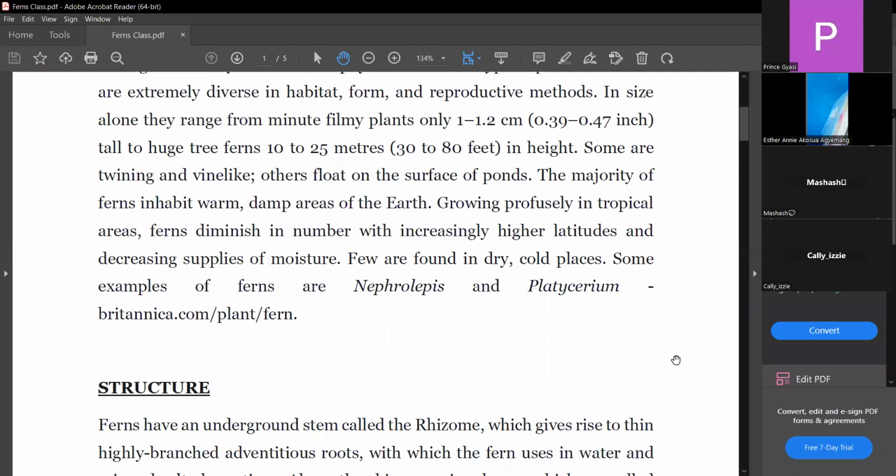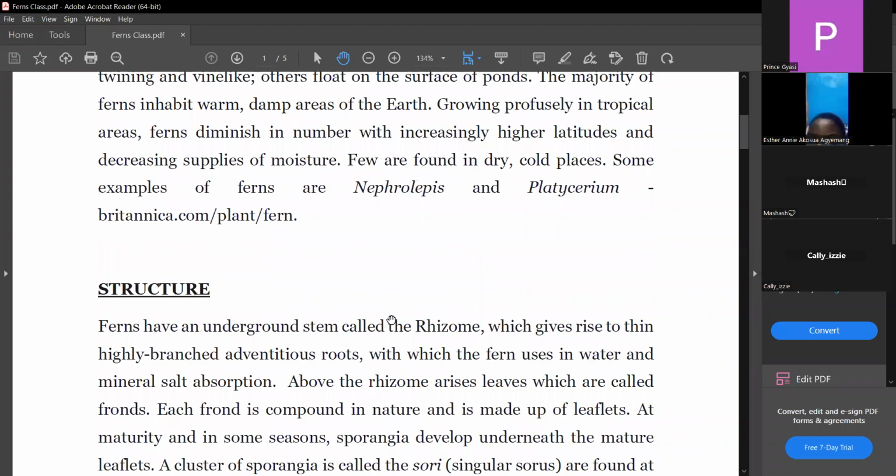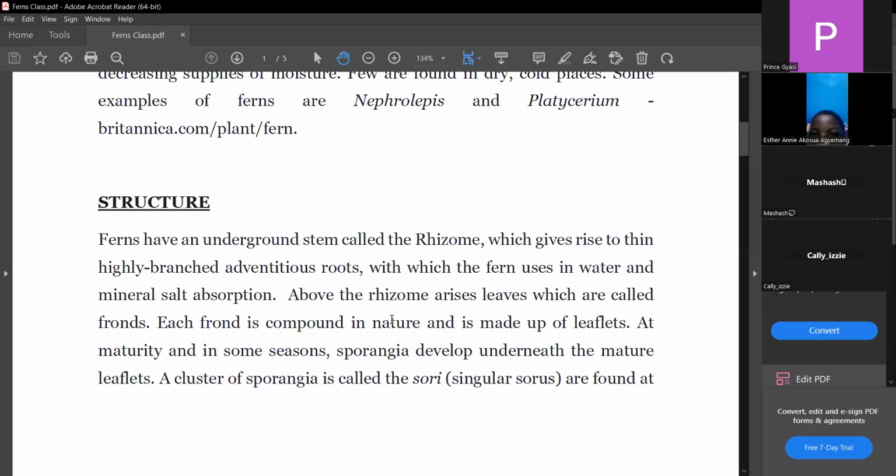Yes, please. Okay, so moving on. The ferns have another term known as the rhizome, which has some thin roots which we call the adventitious roots, right? Hope you know what a rhizome is from JHS, the types of underground stems. You know them, right?